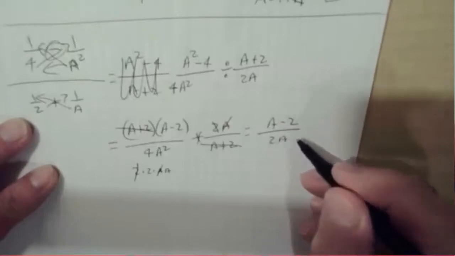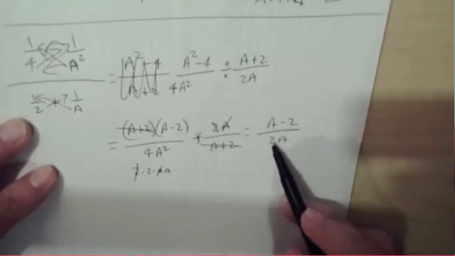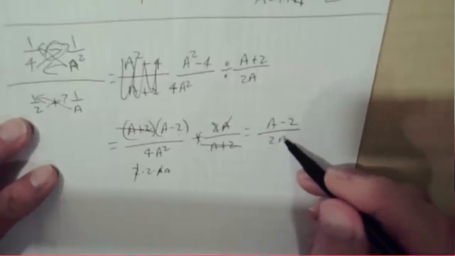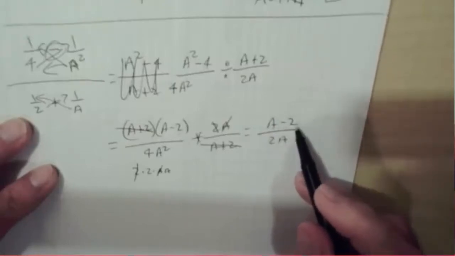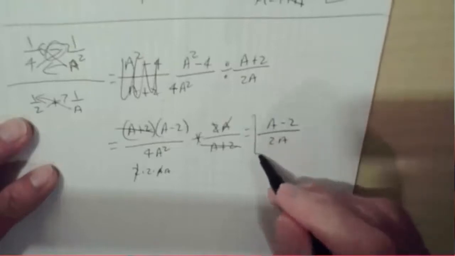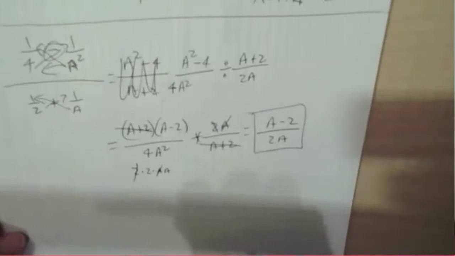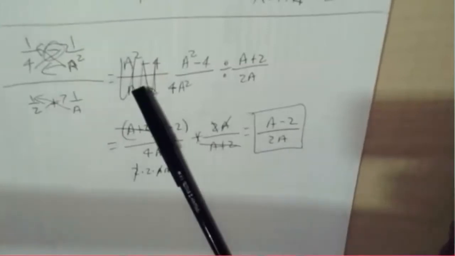Now can we reduce the 2, these two? No. Can we reduce the a and the a? No. Remember, they have to come out of both terms, not just one. Is there anything else we can do there? No. That's all. Bye-bye.